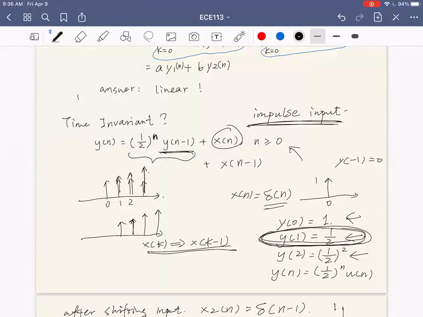Okay, thank you. But it doesn't work to prove it, since you would need to prove for all things. Yes. So you can use any input to prove that it is not time invariant. But if you want to prove that it is time invariant with just one impulse response, you have to say that it is linear. Okay, thank you.